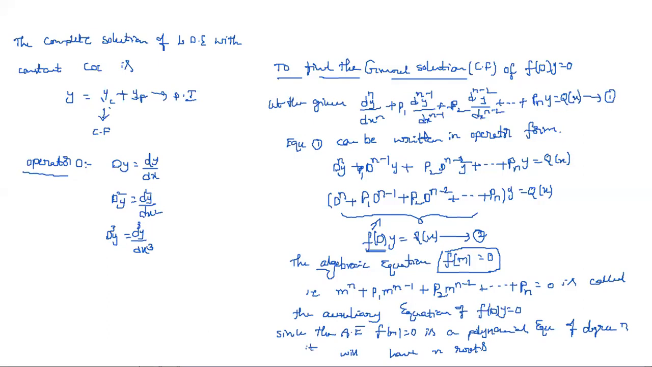Either they may be real or distinct, real or complex. Degree 3, 3 roots. Degree 4, 4 roots. Like that, you need to find the roots here. After finding the roots, you need to write the solution. So how to write that? Based on the roots, as we said. So how to write that one?